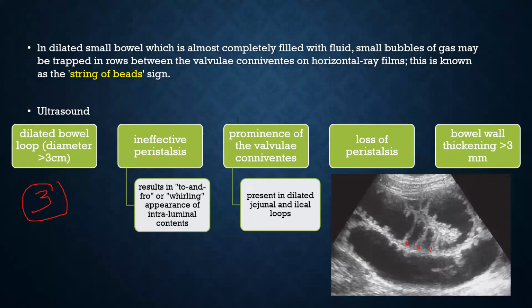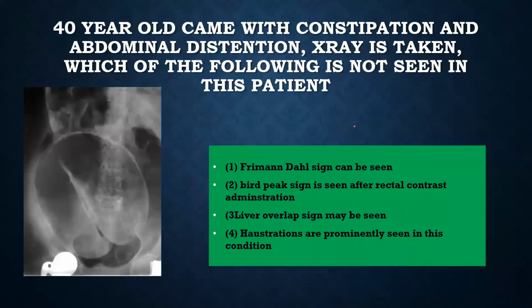There we will be able to see the to and fro movement. If you keep the probe there, we will be able to see the to and fro movement of the food particles or whatever contents are seen in the bowel loops, but there will be no effective peristalsis. Then we will be able to see the prominent valvulae conniventes. These are usually circumferential. It will be seen like this, and it is commonly seen in the proximal jejunal loops and proximal ileal loops. And sometimes there will be bowel wall thickening of more than 3 mm. Okay, so these are the signs that we will get in ultrasound.